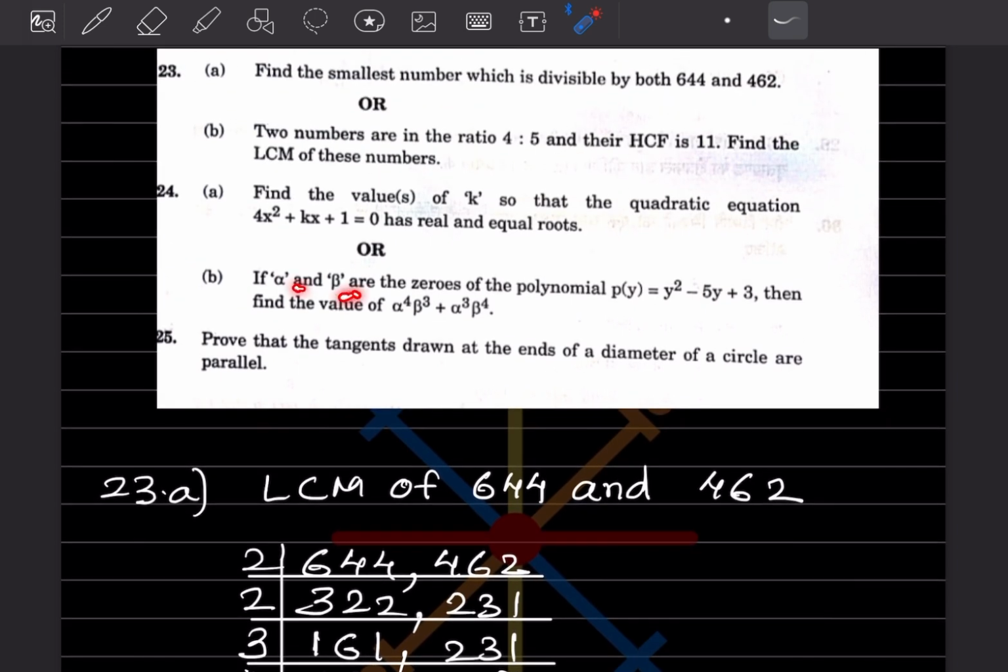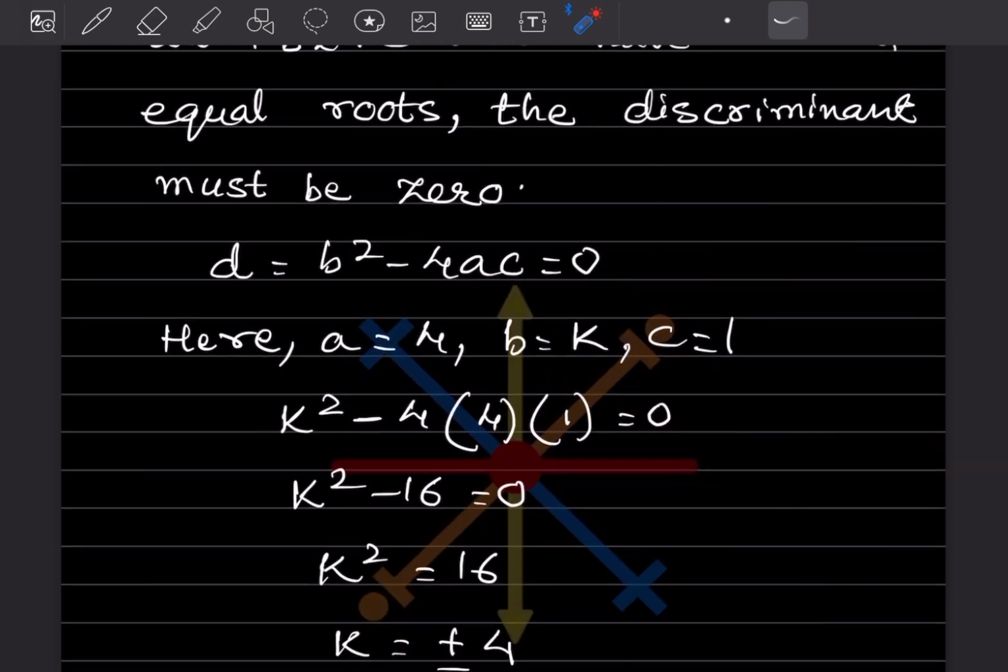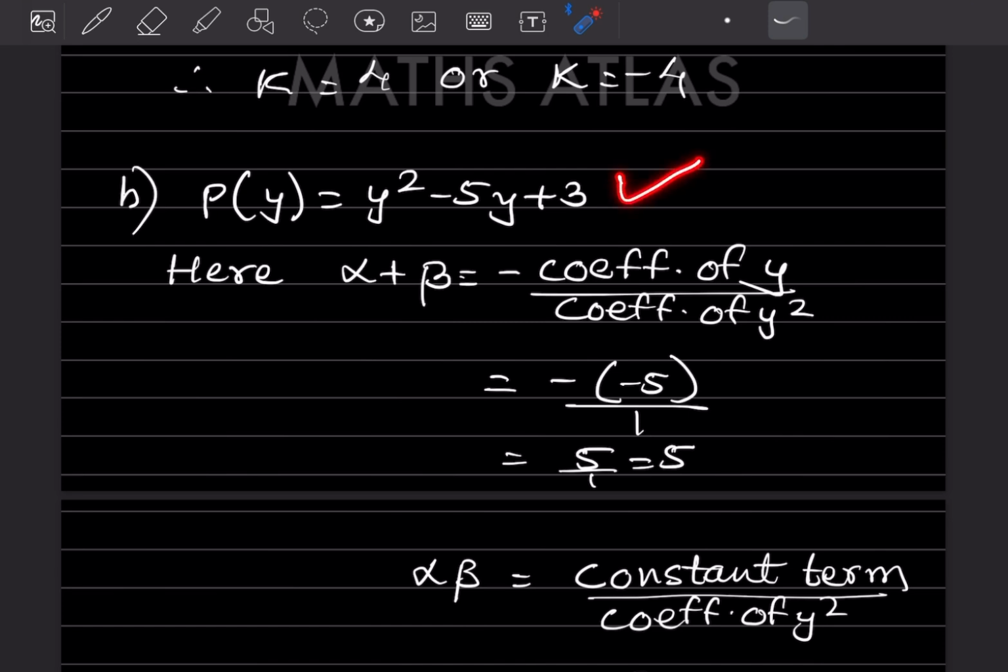If alpha and beta are the zeros of the polynomial, this is the polynomial given, then we have to find the value of alpha to the power 4 beta cube plus alpha cube beta to the power 4. So now let us see here. This is the polynomial given. The formula for this: alpha plus beta is equal to minus coefficient of y, because here this is given as y, divided by coefficient of y square. Coefficient of y means you have to take along with the sign, so that is going to be minus 5.